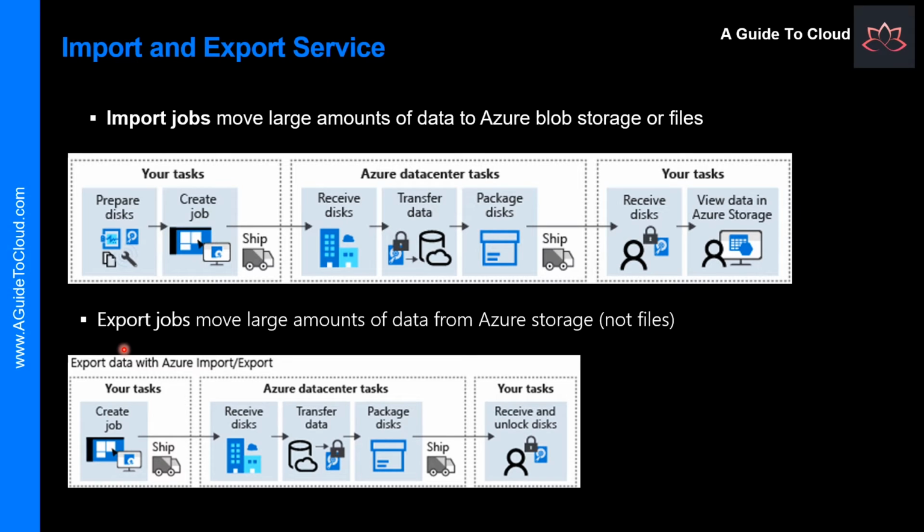The next step is the export job. An export job transfers data from Azure storage to hard disk drives and ships them to your on-premises sites. In order to perform an export, you follow these processes. Identify the data in the Azure storage blob that you intend to export. Identify the number of disks that you will need to accommodate all the data that you want to transfer.